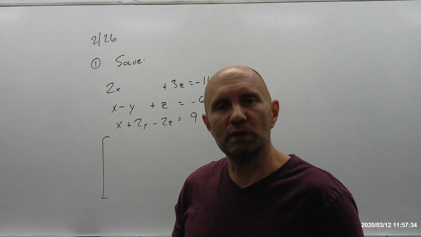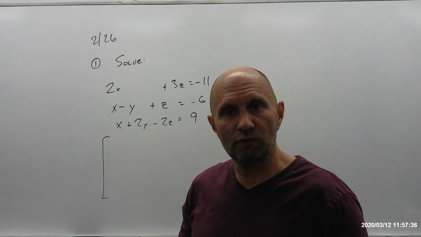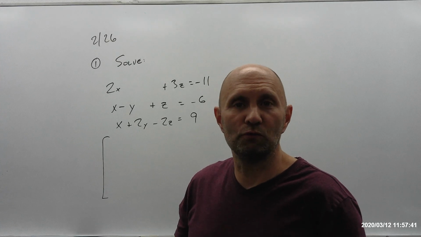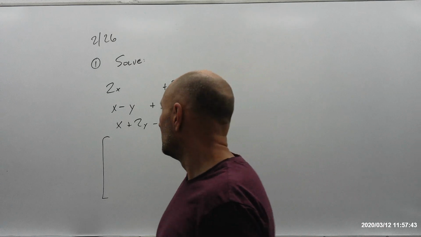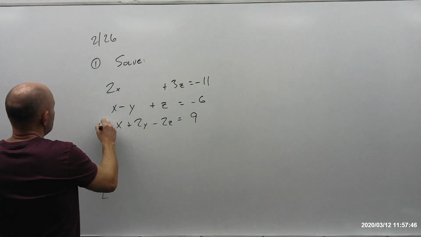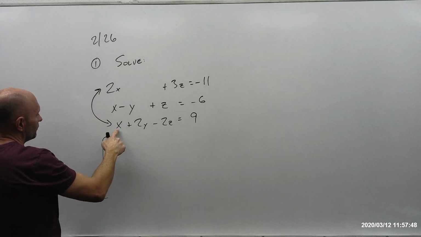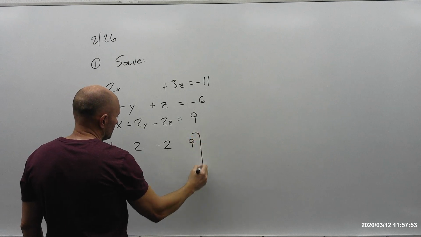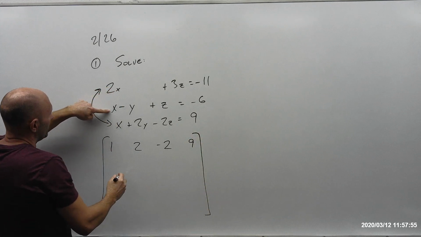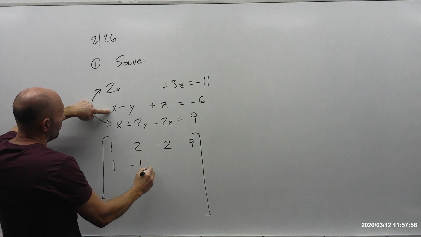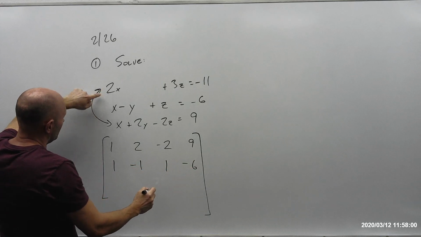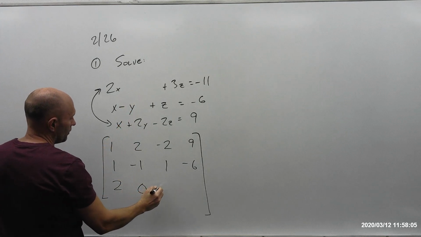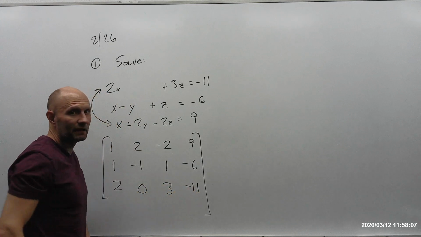My 3 elementary row operations are what? I can switch rows, I can add a multiple of one row to another, and I can multiply a row by a non-zero constant. So I'm going to switch these two when I put it into the matrix. The first row is 1, 2, negative 2, 9. The second row is 1, negative 1, 1, negative 6. And the bottom row is now going to be 2, with a placeholder 0, 3, negative 11.